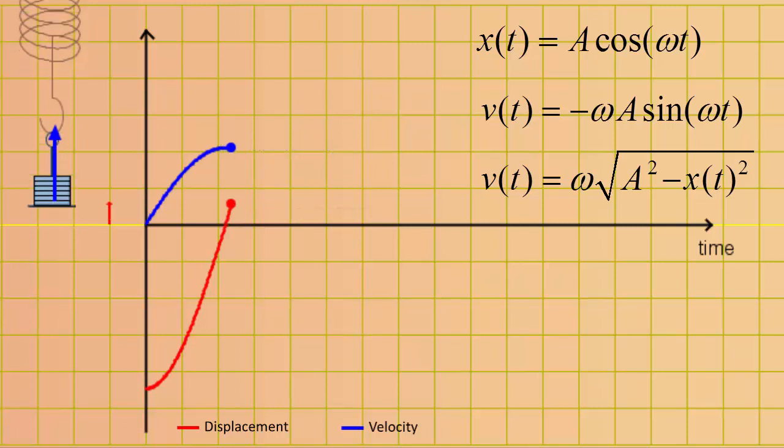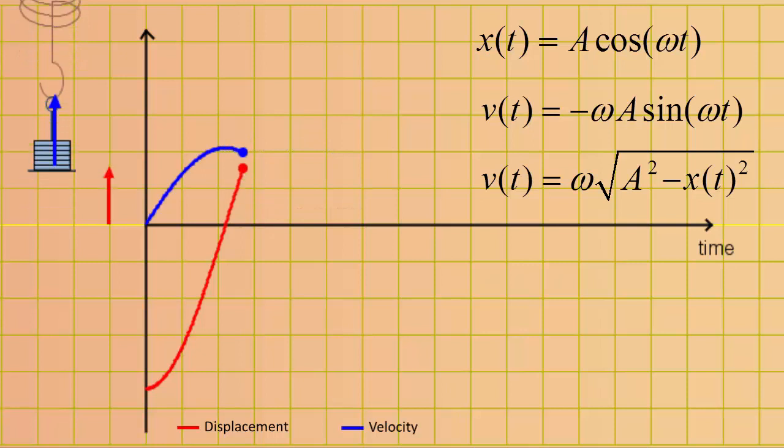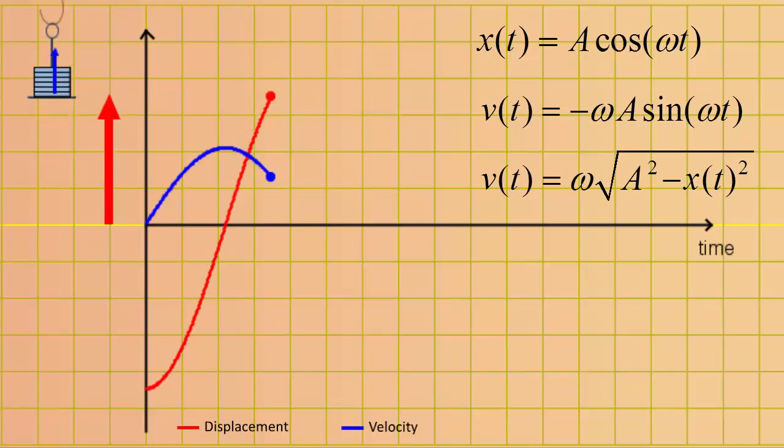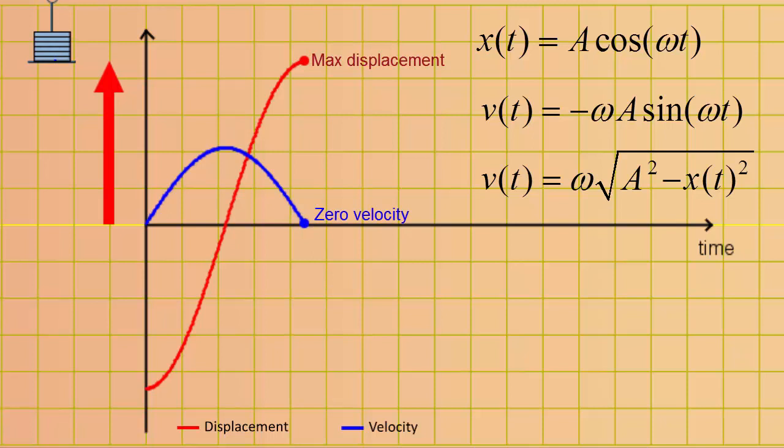As the mass continues to move upwards, past equilibrium, it begins to slow down, eventually coming to a stop at the maximum positive displacement, or the maximum amplitude. At the same time, the displacement vector increases up to the maximum amplitude. So displacement and velocity are out of phase with each other by 1/4 of a cycle. When velocity is at a maximum, displacement is zero and vice versa. This is reflected in the velocity and displacement equations, where one is a cosine and the other is a sine, and the difference between them is 1/4 of a cycle, or half pi radians.